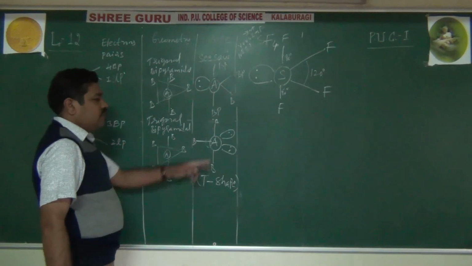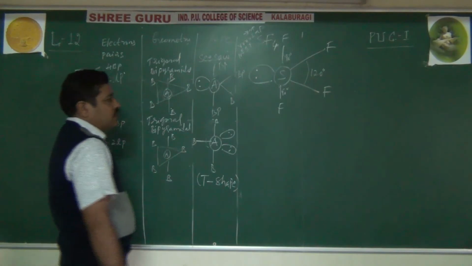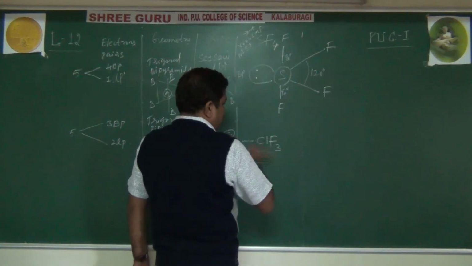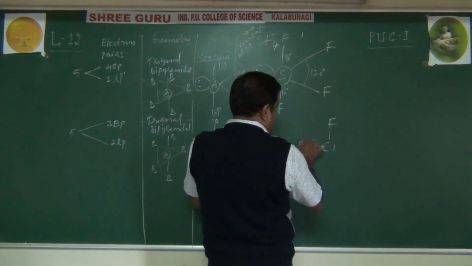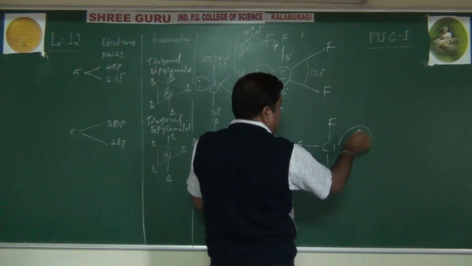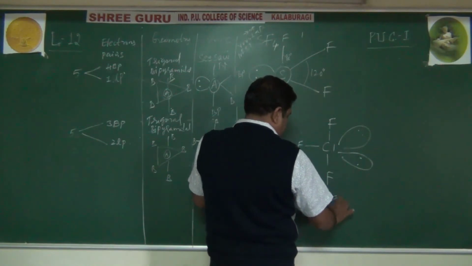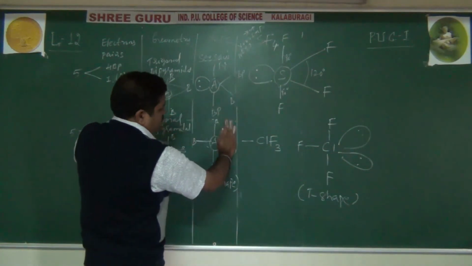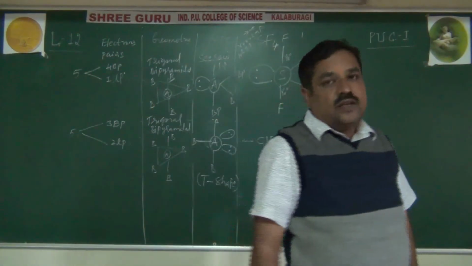Trigonal bipyramidal changes to T shape when there are 3 bonding pairs and 2 lone pairs. Got it? The best example we can give for this one is ClF3, chlorine trifluoride. See, 3 fluorine atoms are arranged like this. Three bonding pairs form here, and two lone pairs. This is called bent T shape. Just observe like this: if you remove this one, it will be a T shape.